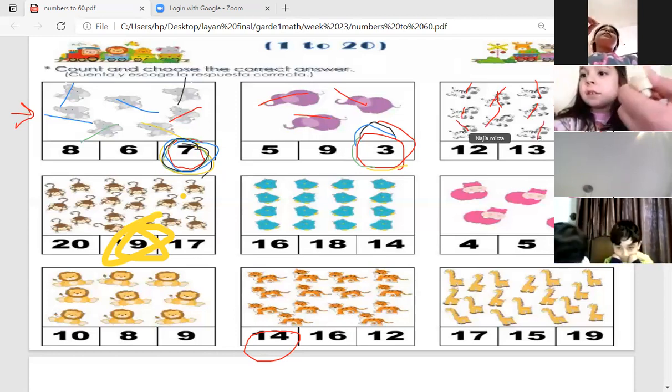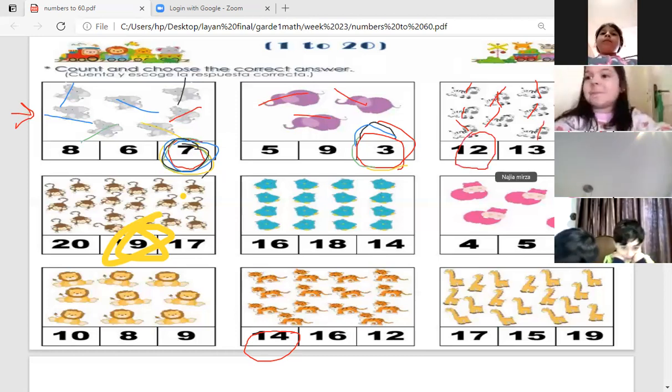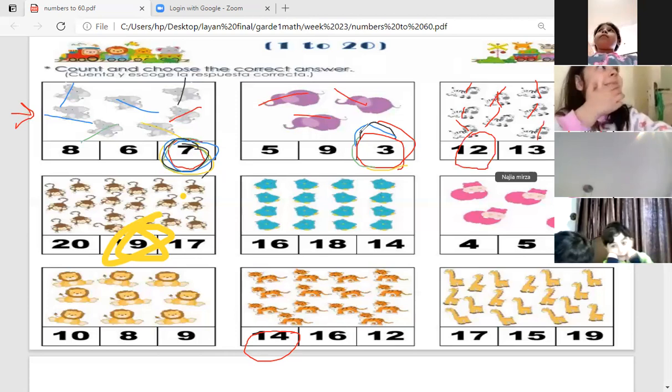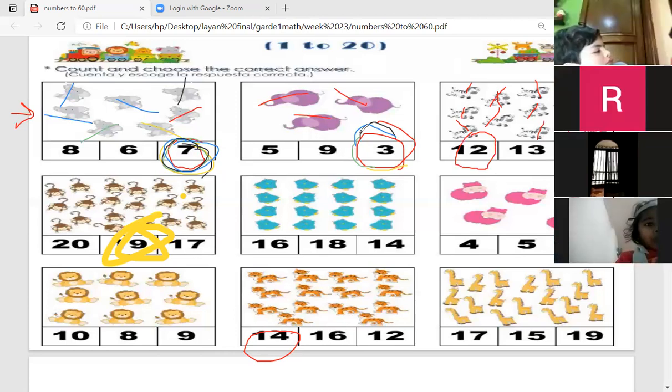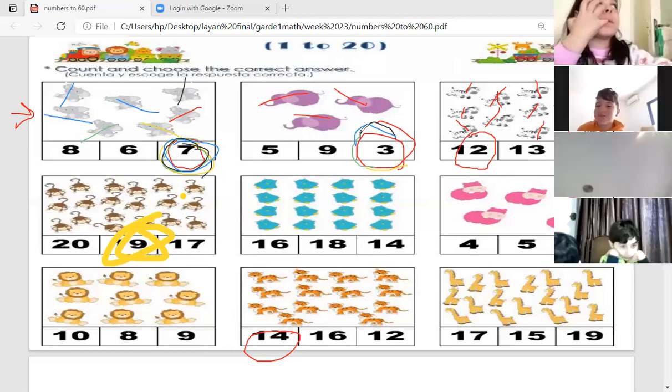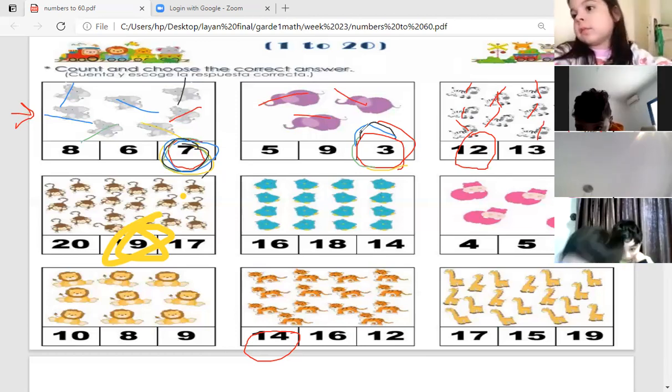Yeah, circle. Which page? Good morning, Shah. Which page? Great job, Najia. Good morning, Shah. How are you today? Okay, Shah, this is not on the book, okay? We're just reviewing counting from 0 to 20. This exercise is not on the book. Okay, Shah?